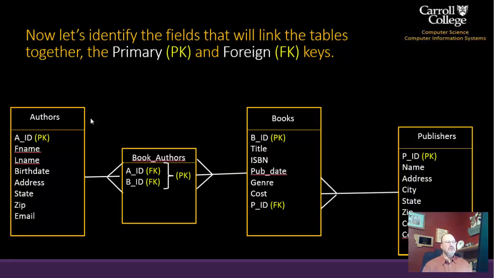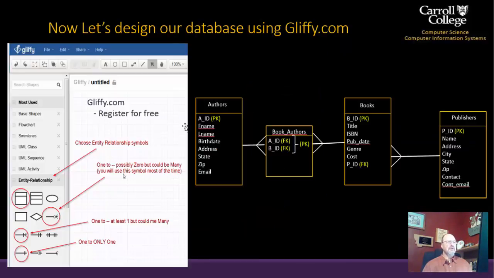Let's go back and revisit. We have authors, we have books, we have book authors, which is the associative entity. We have our relationships between one to many, many to one, and then between books and publishers, many to one. Again, this is what we're going to go ahead and use Gliffy for. And then we have this particular relationship.